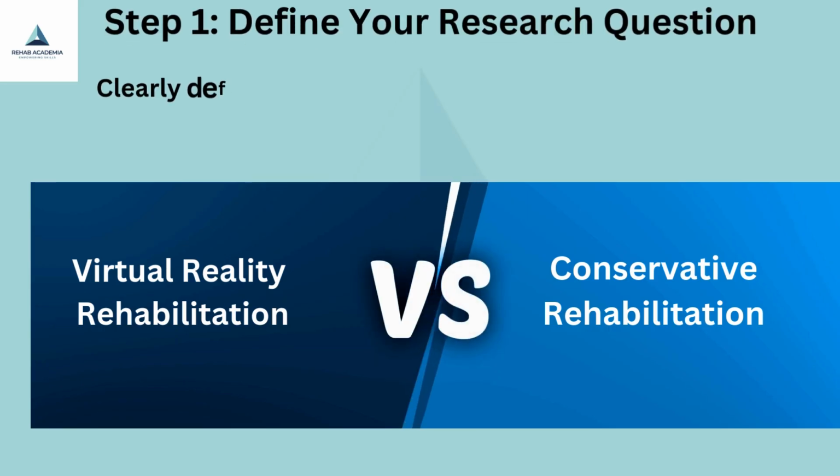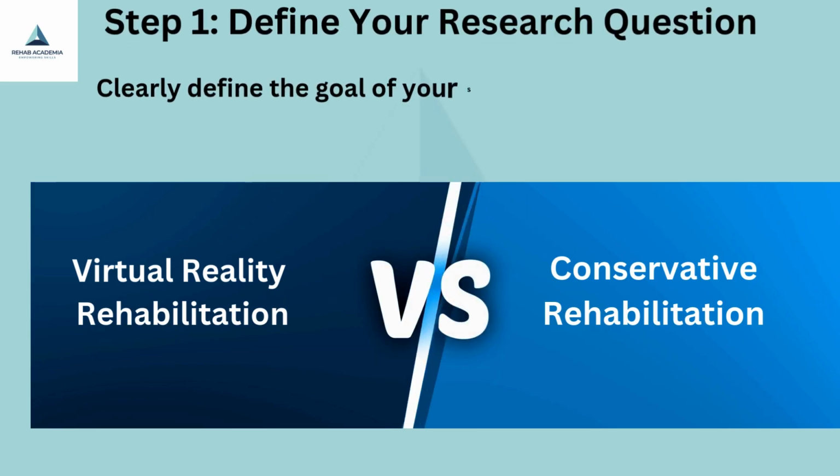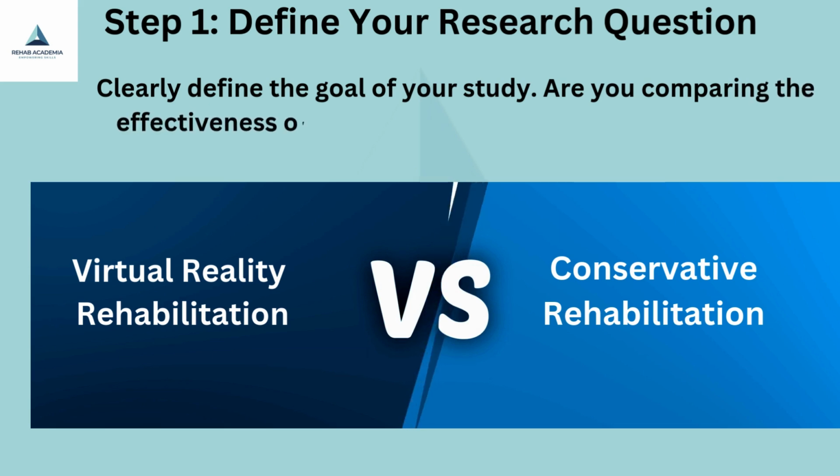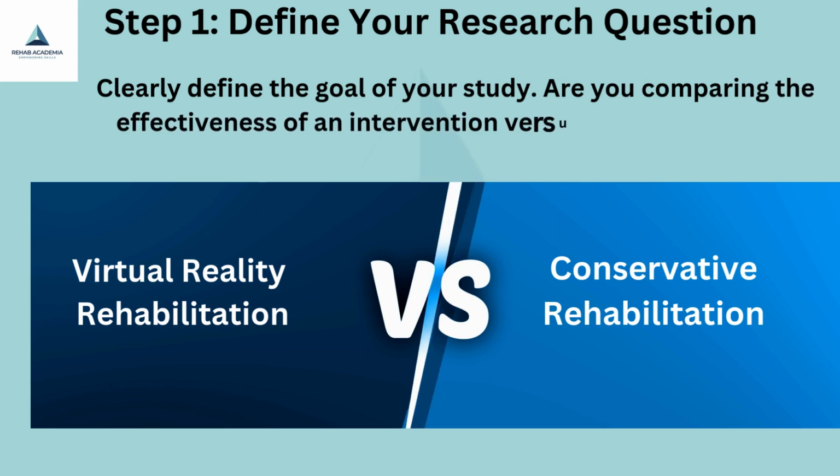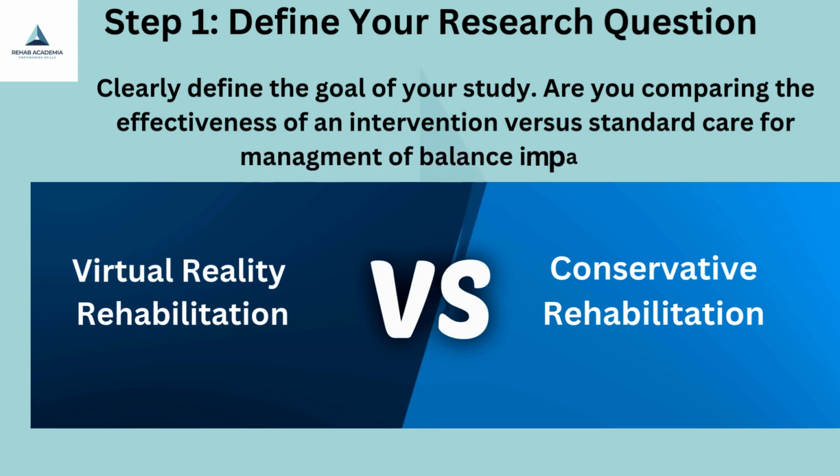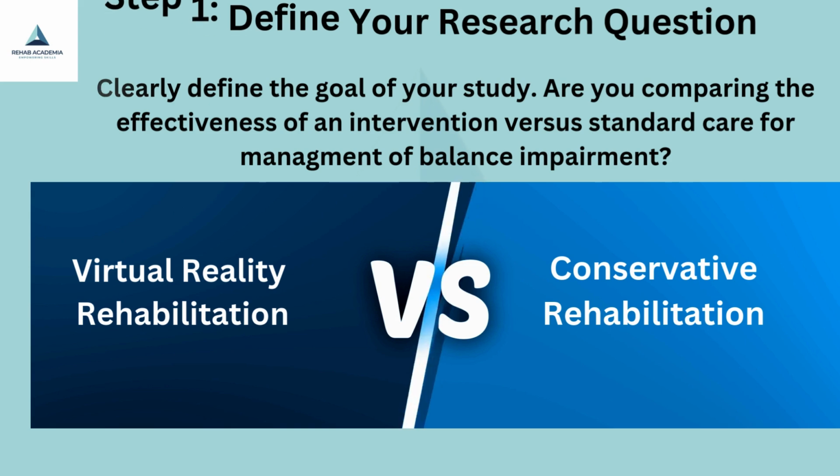Step 1. Define your research question. Start by clearly defining the goal of your study. For example, are you comparing the effectiveness of virtual reality rehabilitation versus conservative rehabilitation for managing balance impairments? This step will help guide the rest of your study design and ensure clarity.